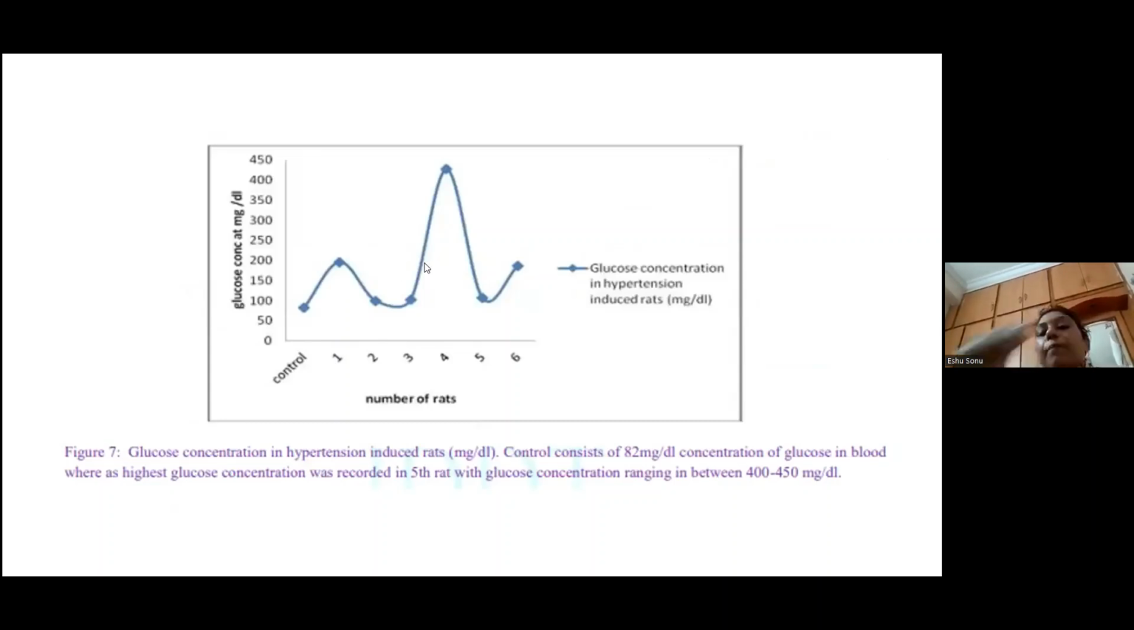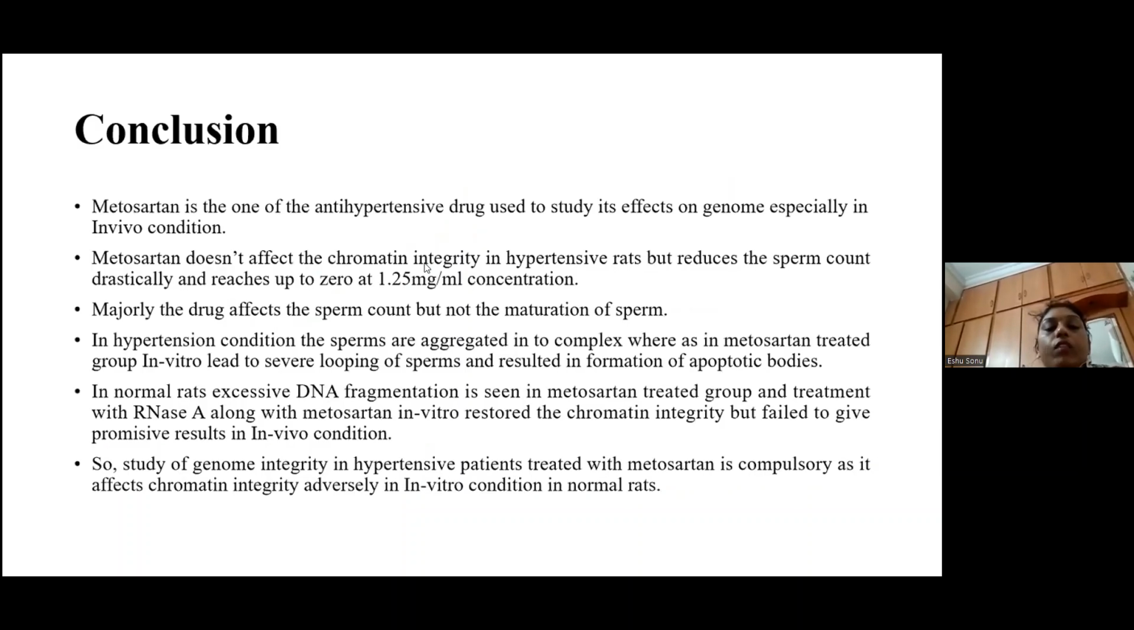So how can we induce hypertension in rats? You can inject glucose into the rats continuously for 5 days, and this is the glucose level measured in the rats on the 5th day after injection. You have to use high amounts of glucose, about 400 to 450 mg per dl. So by conclusion, we can say that metosartan doesn't affect the chromosomal organization at 1 mg per ml compared to low dosage or higher dosage than 1 mg.